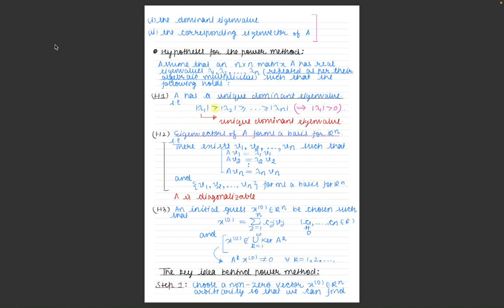Now what does this line mean? So this precisely means this. A^k x0 is not 0 for all k equal to 1, 2, and so on. Because if for some k, A^k x naught is 0, then x naught will belong to kernel A^k, and hence in the union, which we don't want. Okay? So there are three hypotheses. First, unique dominant eigenvalue. Second, A must be diagonalizable. And third, the initial guess should not belong to the union of kernels of powers of A. Okay?